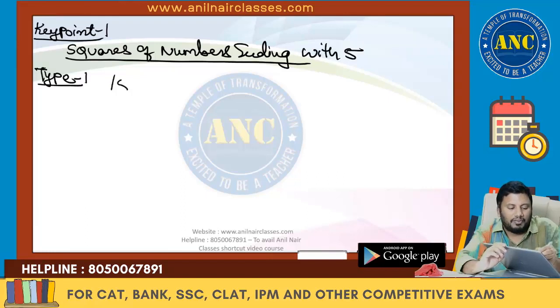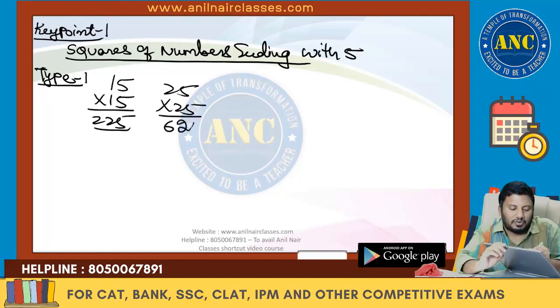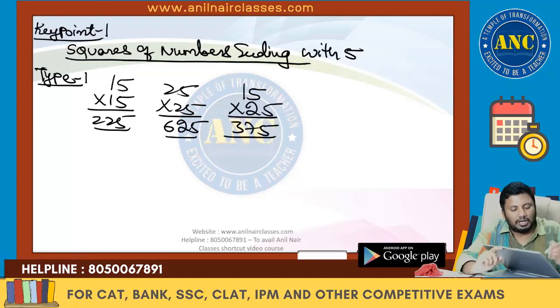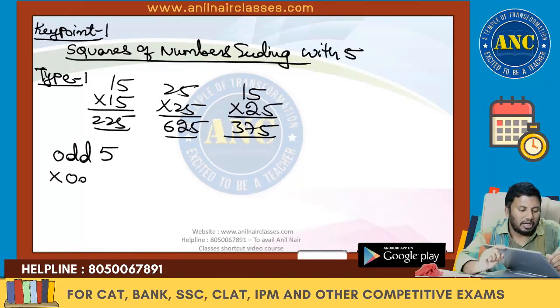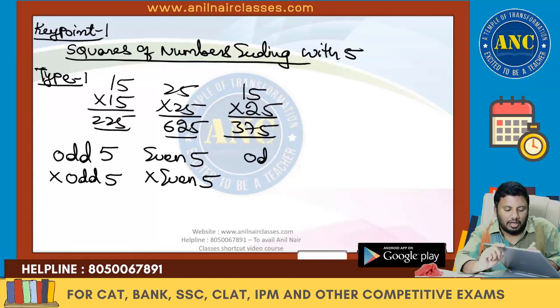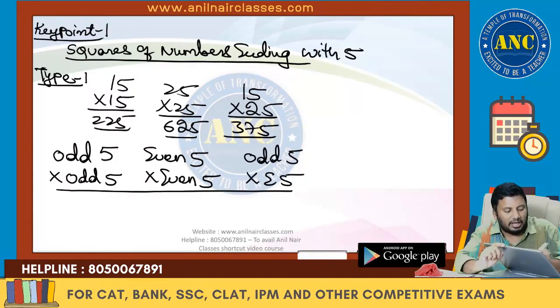Type 1. 15 into 15, which is 225. 25 into 25, which is 625. 15 into 25, which is 375. Very, very important concept. If it is ending with 5, 1 is an odd number ending with 5, again an odd number ending with 5, and 2 is an even number ending with 5.